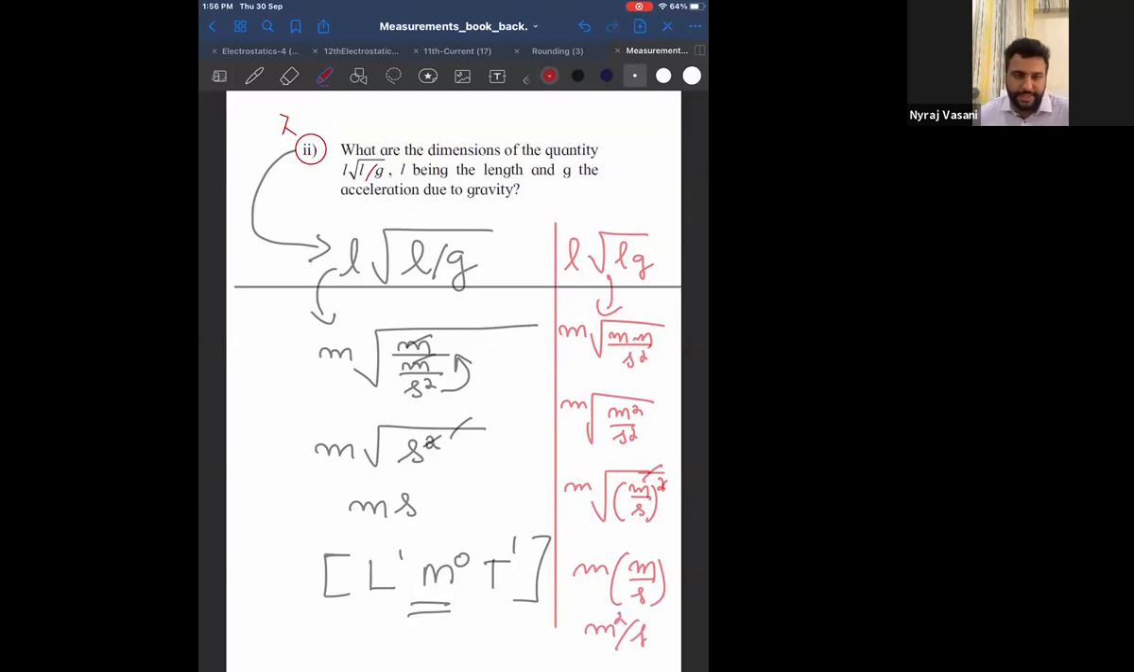Tell me, are you getting this much at least? Meter square upon second is L2 M0 T minus 1. Are you getting this? L2 M0 T minus 1. That is the answer. Did you understand this? Therefore, the question might be L into root L by G or L into root of LG. The question can be anything. Your answer you should know. What should be your answer? Clear? Okay.